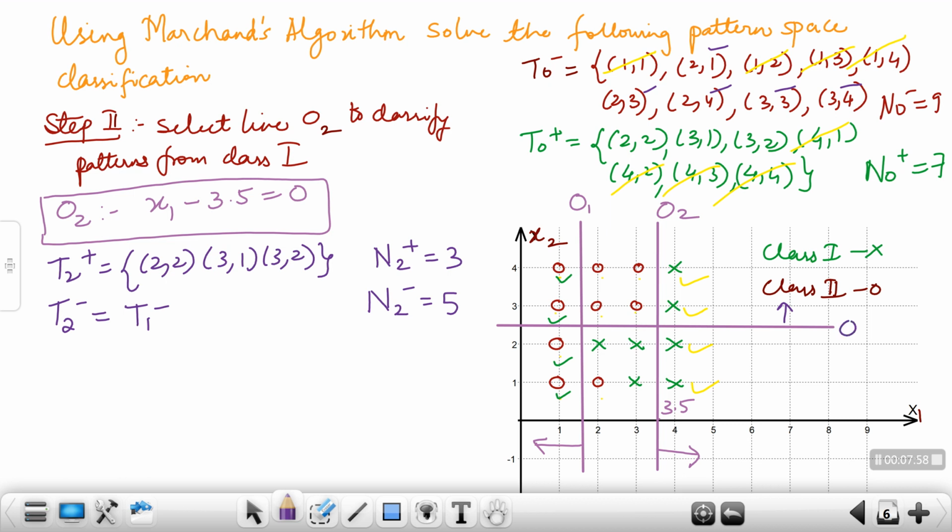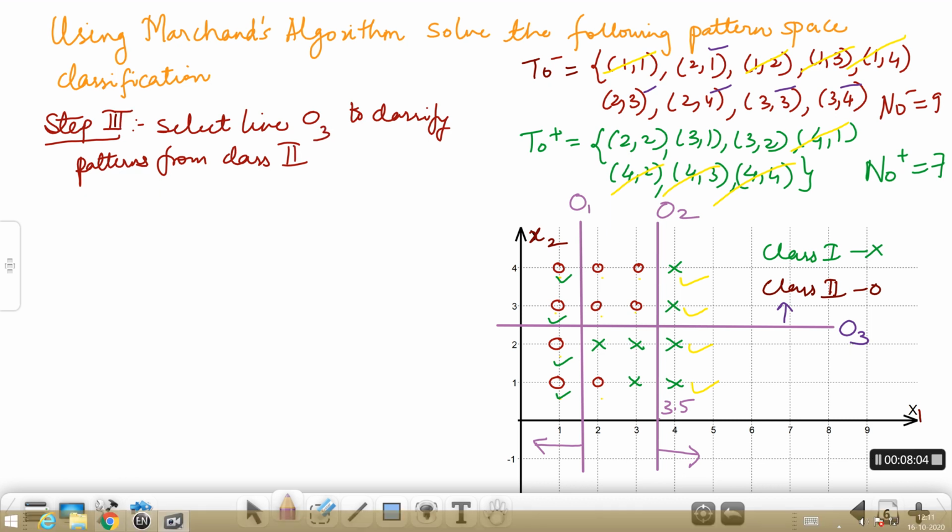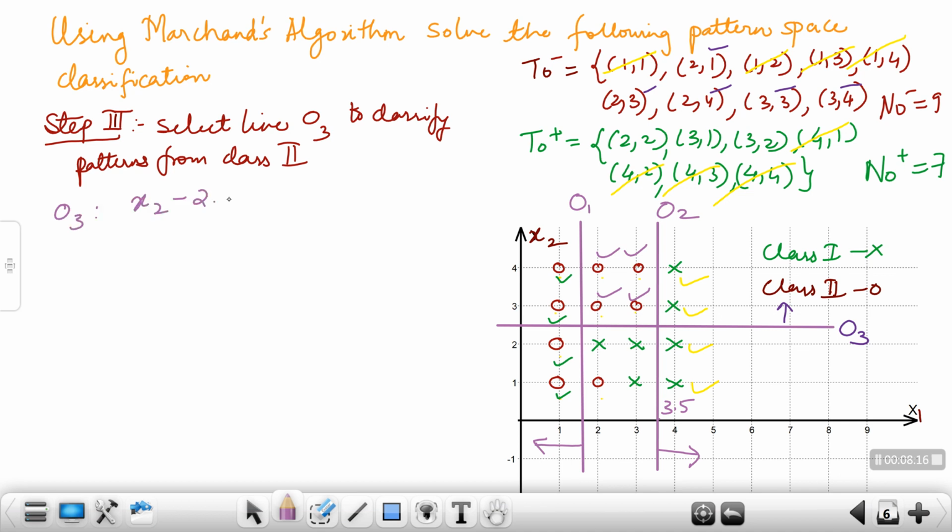So I name this line as O3, and in the upward direction. So in step 3 we select a line O3 to classify the patterns from class 2. So these patterns will get classified. So the equation of the line will be x2 minus 2.5 is equal to 0. Now again it is upward direction, so I think the equation is correct.